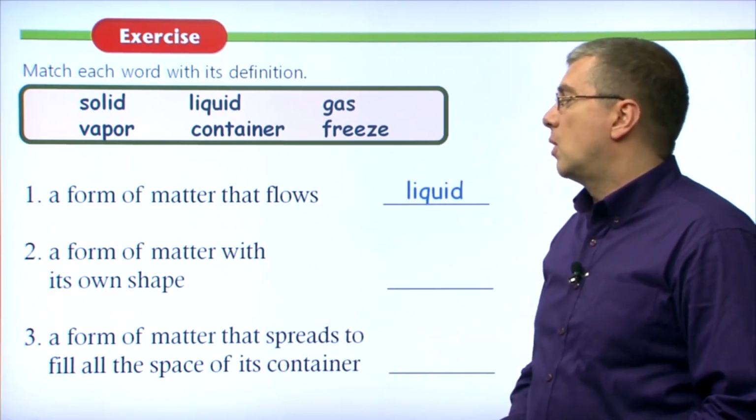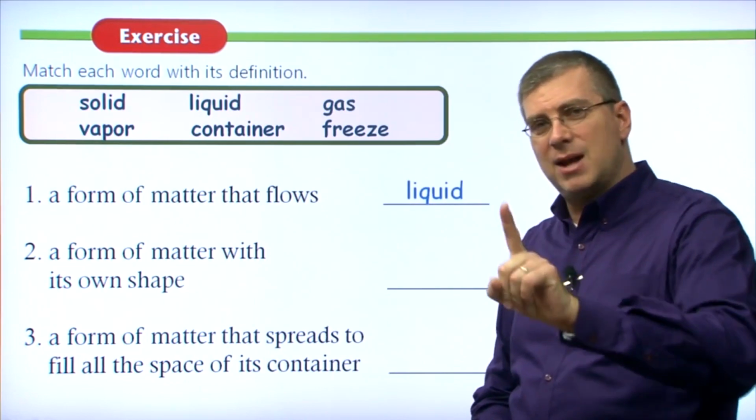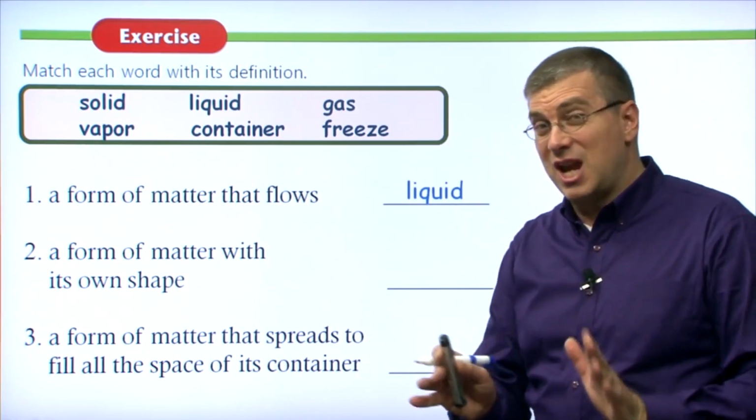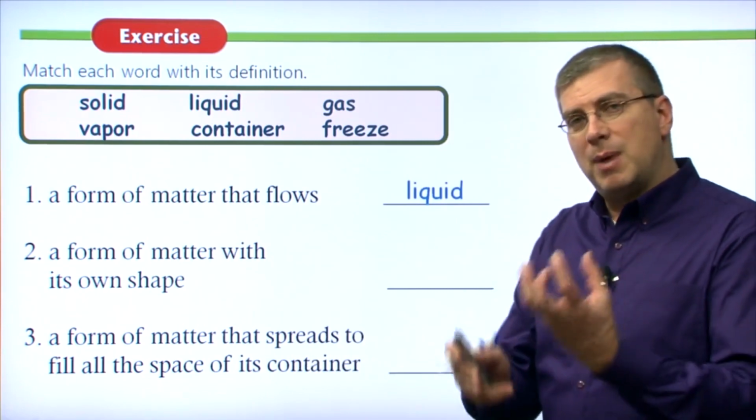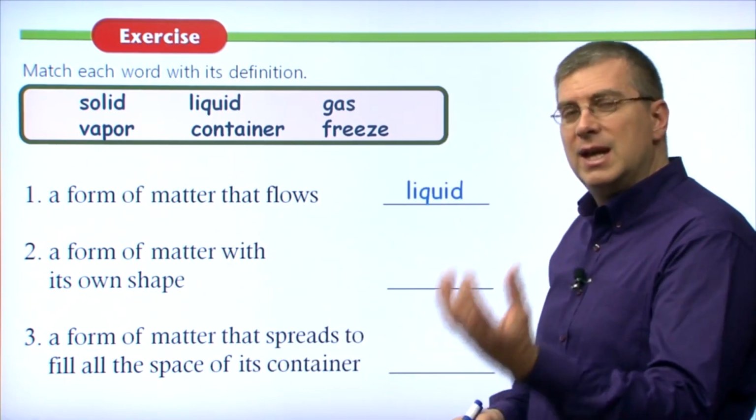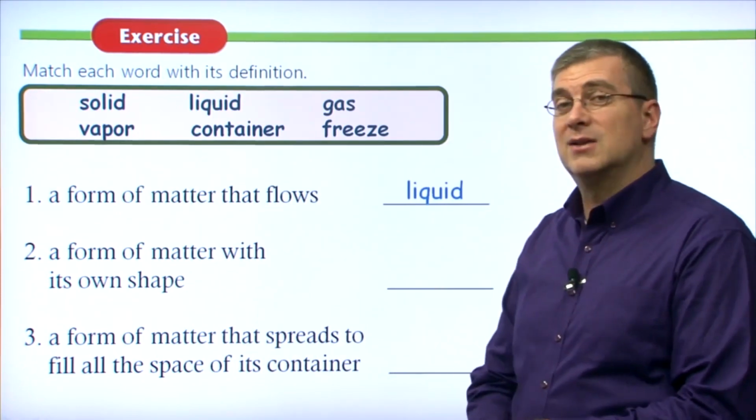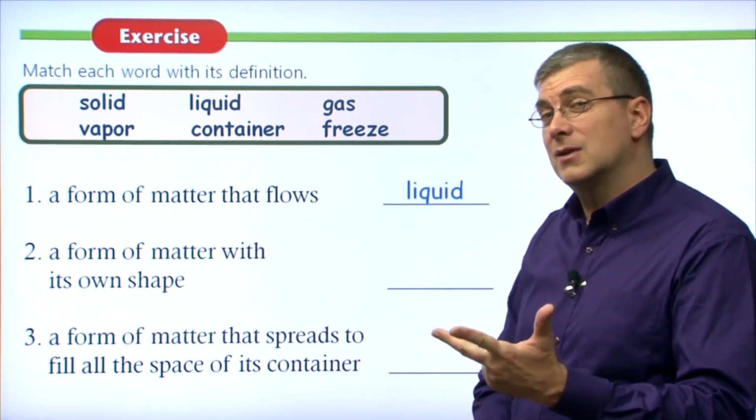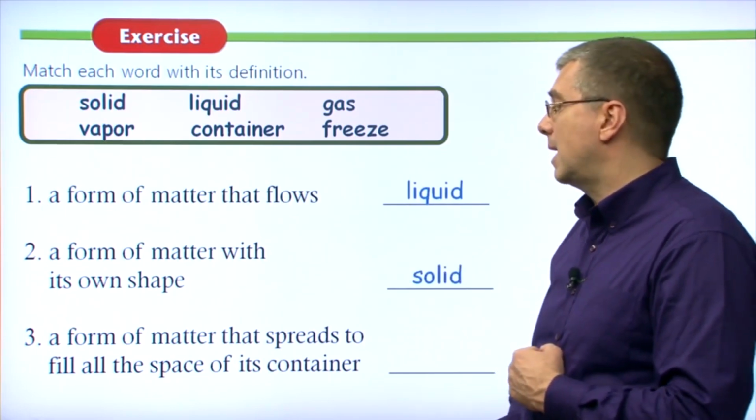Number 2, a form of matter with its own shape. Remember, there's only one form of matter with its own shape. It doesn't change, right? Unless you break it, unless some other force acts on it. But just sitting there by itself, it has its own shape. It doesn't change. What form of matter is that? Solid, liquid, or gas? It is, of course, solid. If you chose solid, you would be correct.